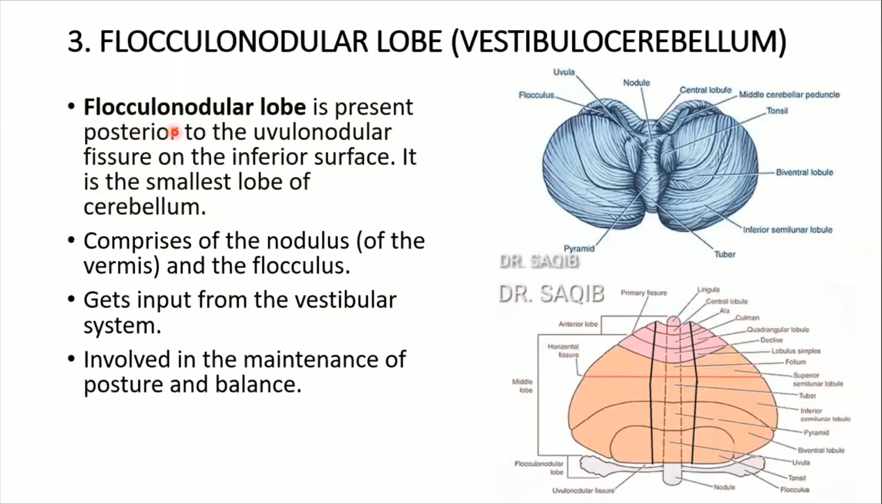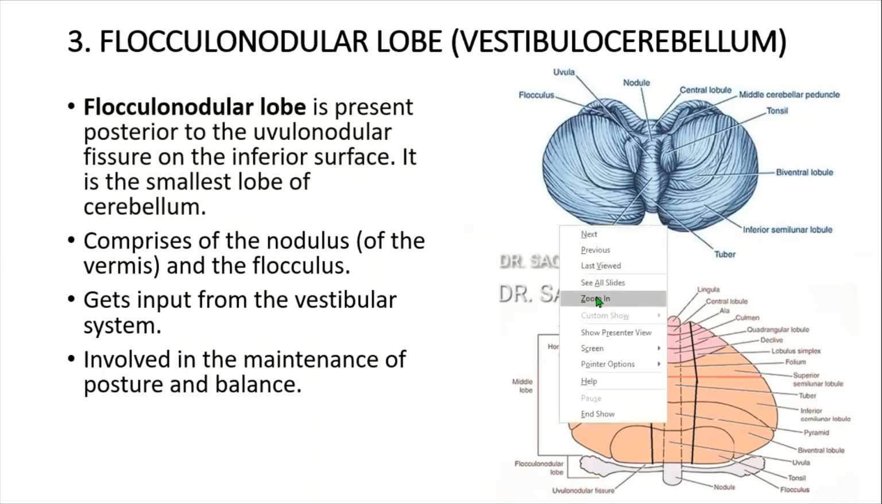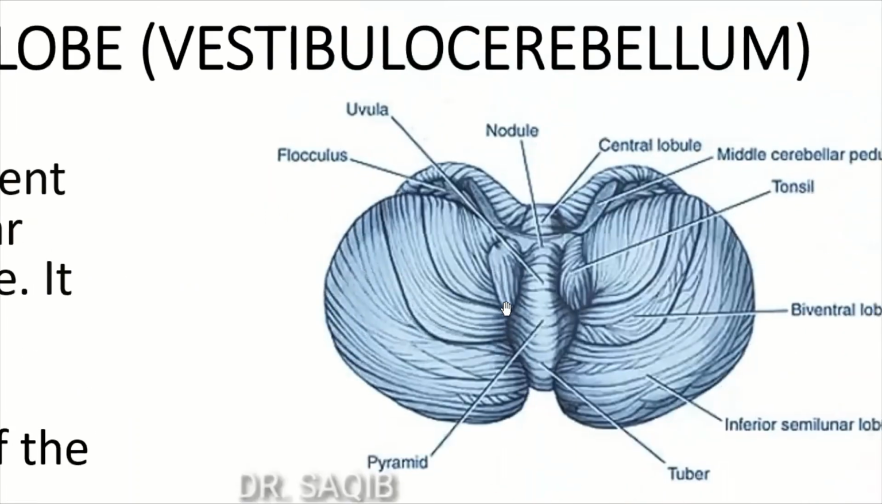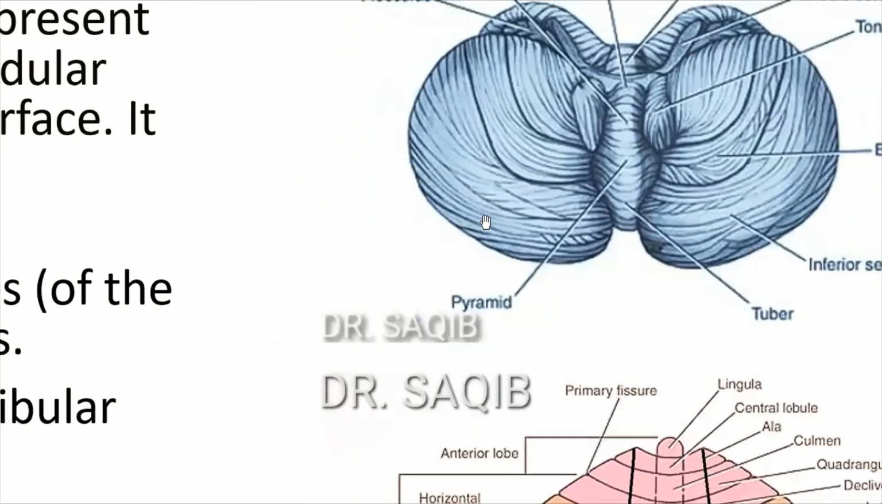The smallest lobe is the flocculonodular lobe, also called the vestibulocerebellum. It is present posterior to the uvulonodular fissure on the inferior surface. It is the smallest lobe of the cerebellum. Let me demarcate it in the picture and show you. So this is the nodule, and this is the flocculus. This is the flocculonodular lobe.